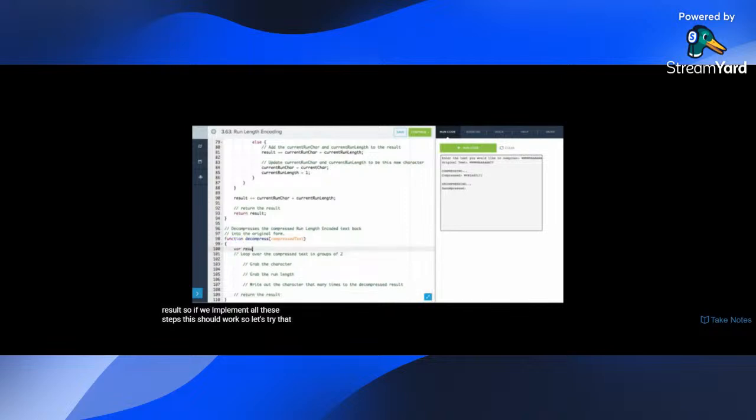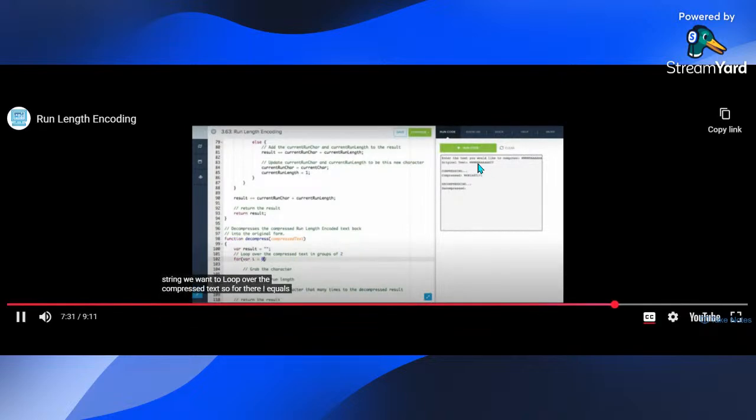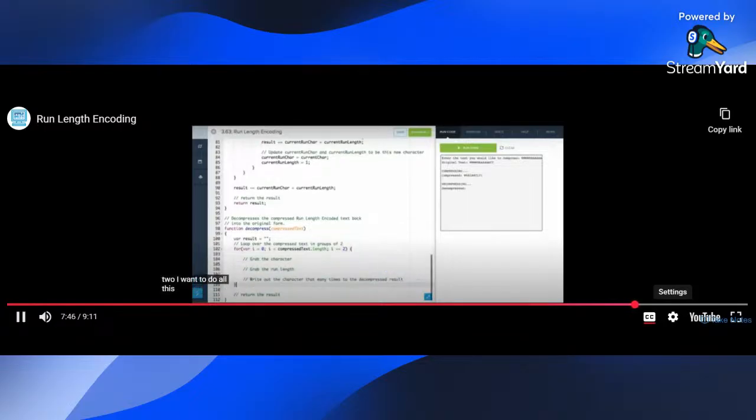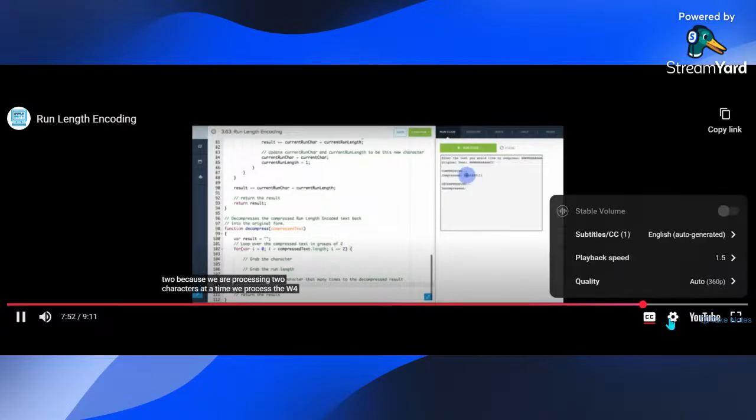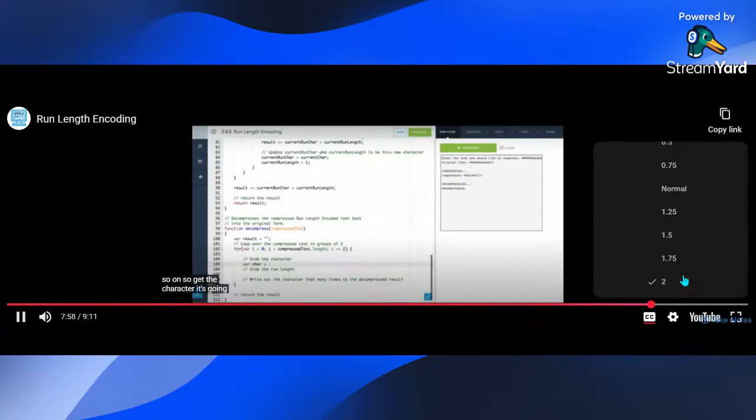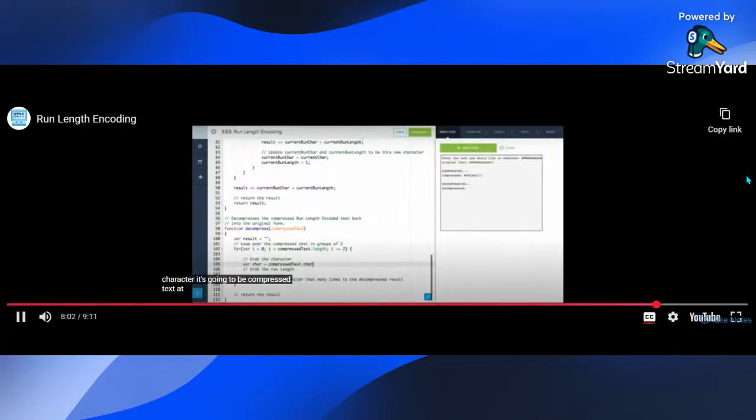So let's try that. Our result starts off as the empty string. We want to loop over the compressed text, so for var i equals 0, i is less than compressedText.length. And then we want to do it in groups of 2. We want to do this in groups of 2 because we are processing 2 characters at a time. We process W4, then we process H1, then A6, and so on. So get the character. It's going to be compressedText at i.